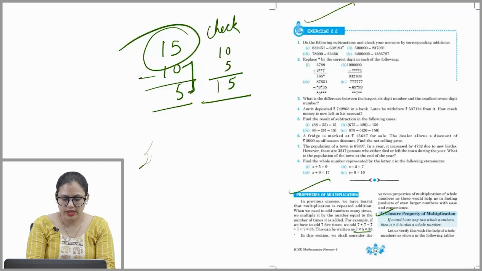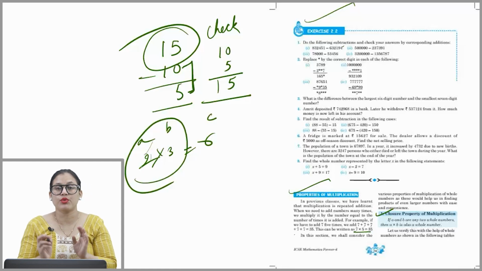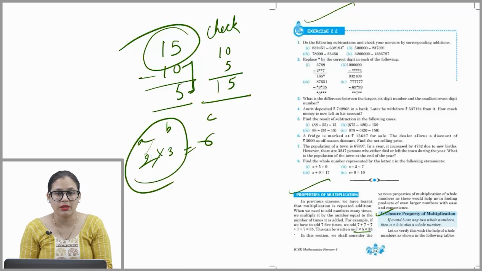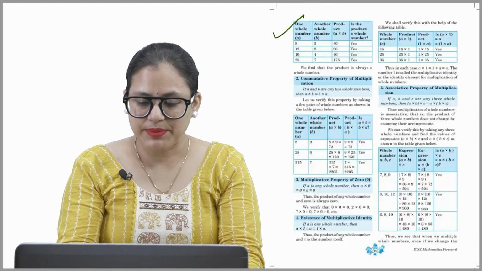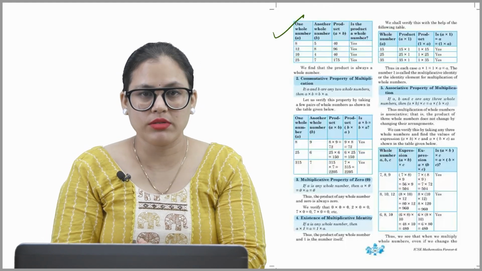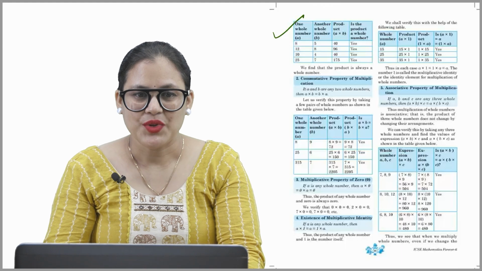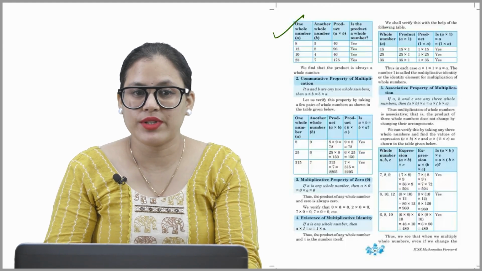This means 2 into 3 is 6. This is A, this is B, this is C. Whenever we multiply two whole numbers, the product we get is also a whole number. Now, let us verify with the help of whole numbers as shown in the following tables. As you can see here, by multiplying two whole numbers, we get the product as a whole number. So we find that the product is always a whole number.